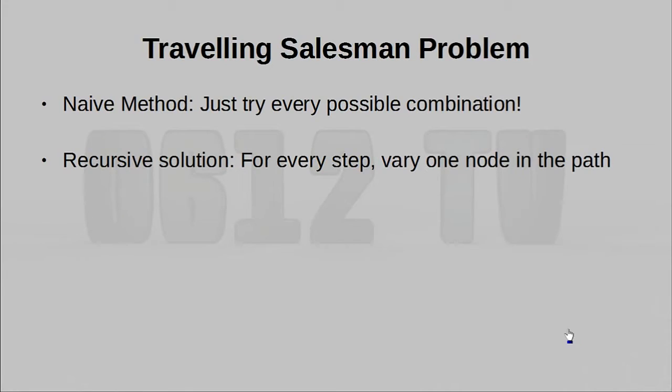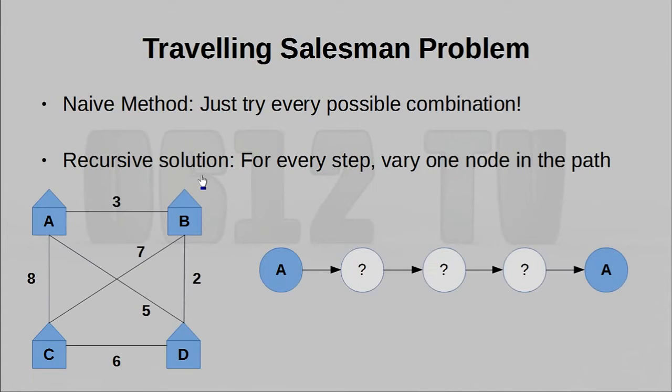The easiest way to do this is to actually use a recursive solution, so let's take a look at how this is done. Now, let's say we have a very simple graph that looks like this, and we want to find a Hamiltonian cycle. Obviously, if we want to start at A, it's going to look something like this. We're going to start at A, we're going to visit each one of these cities exactly once, and then we're going to end up back at A.